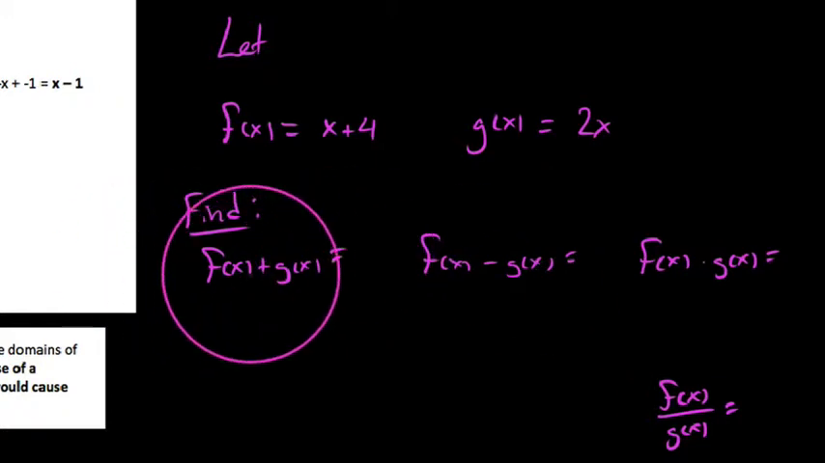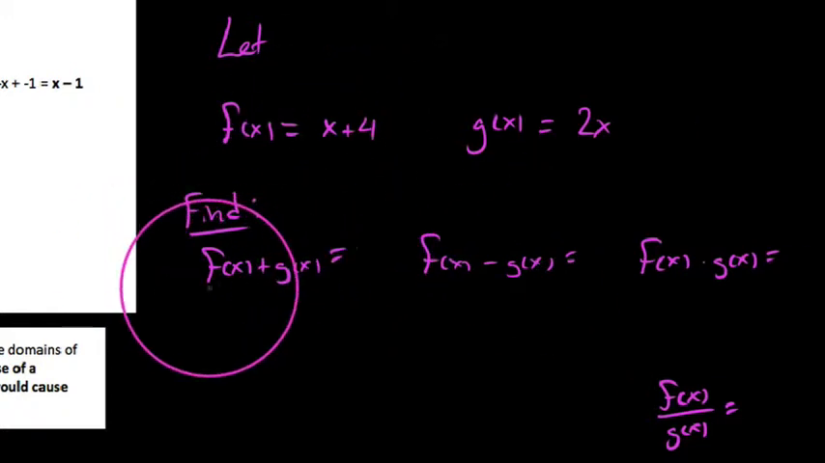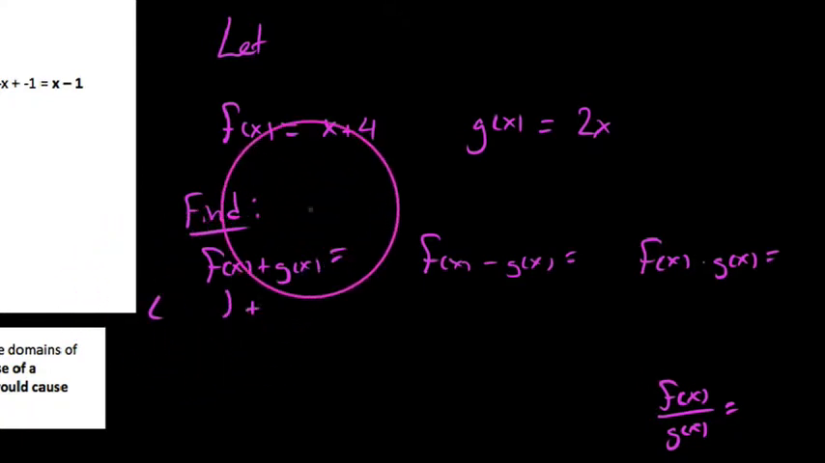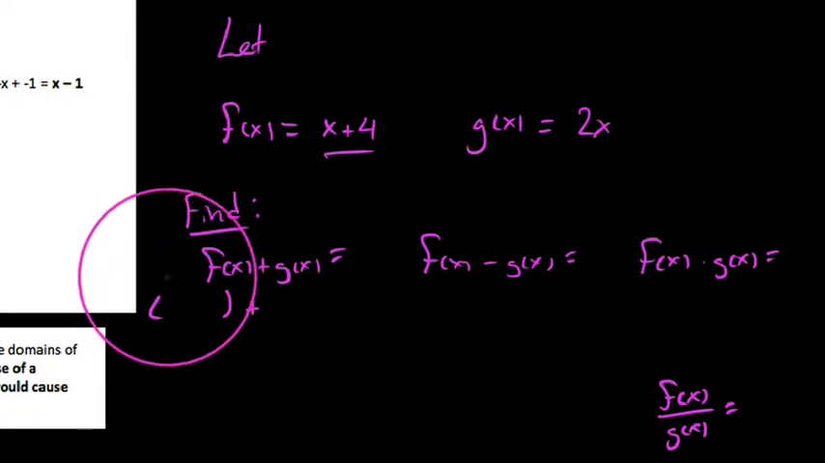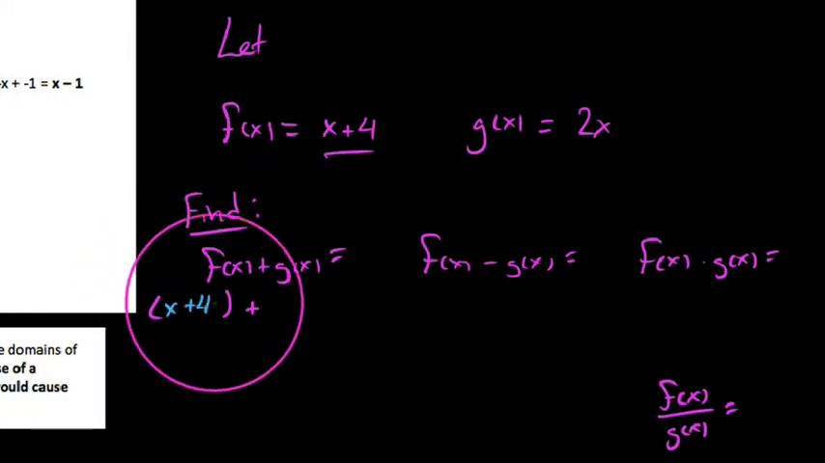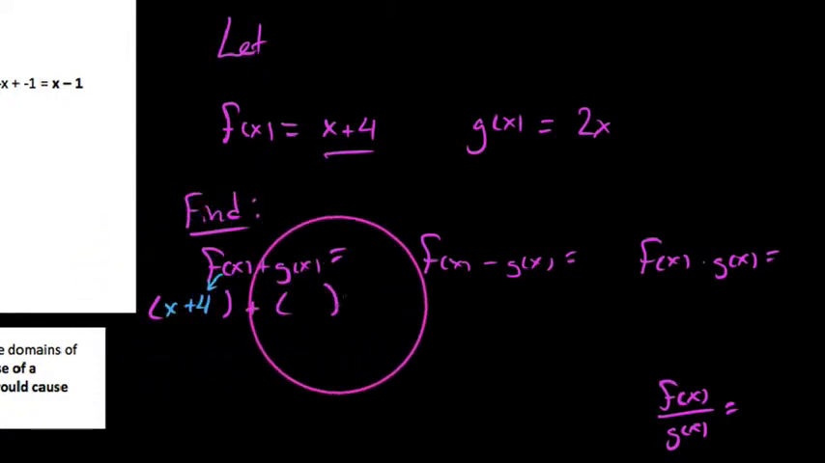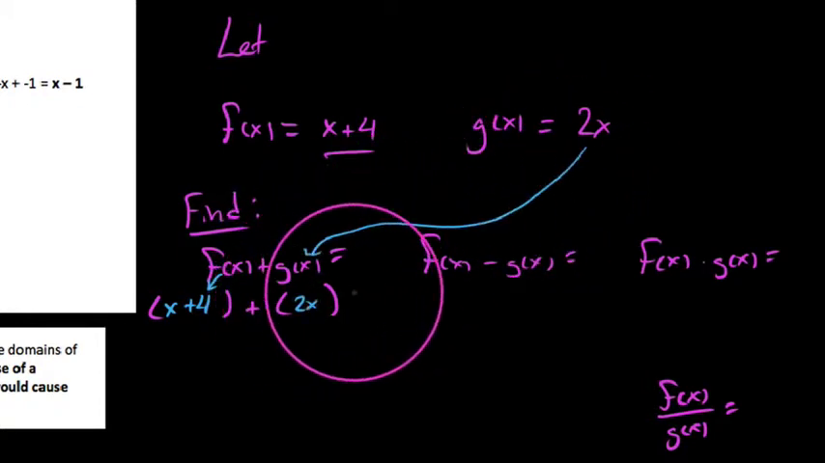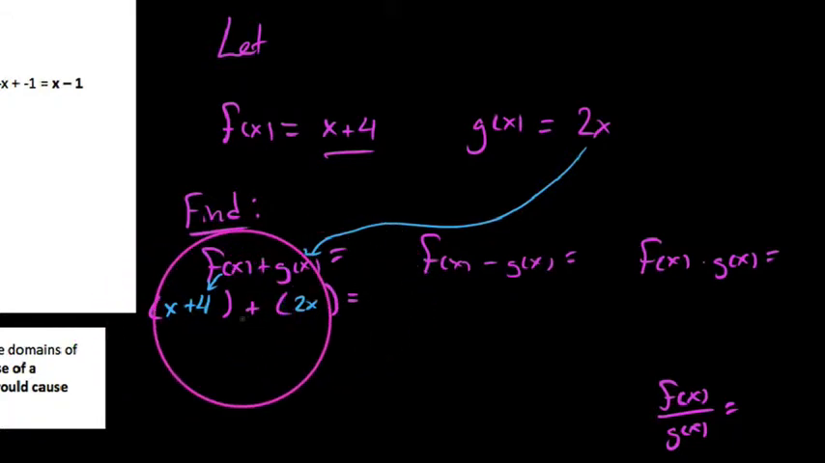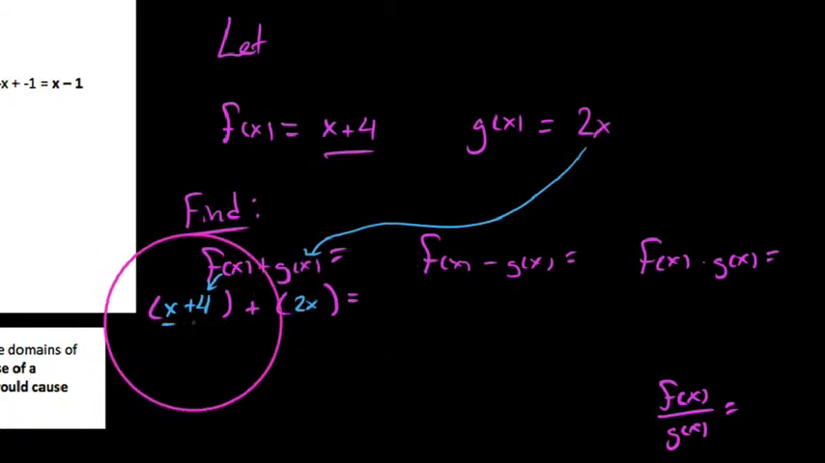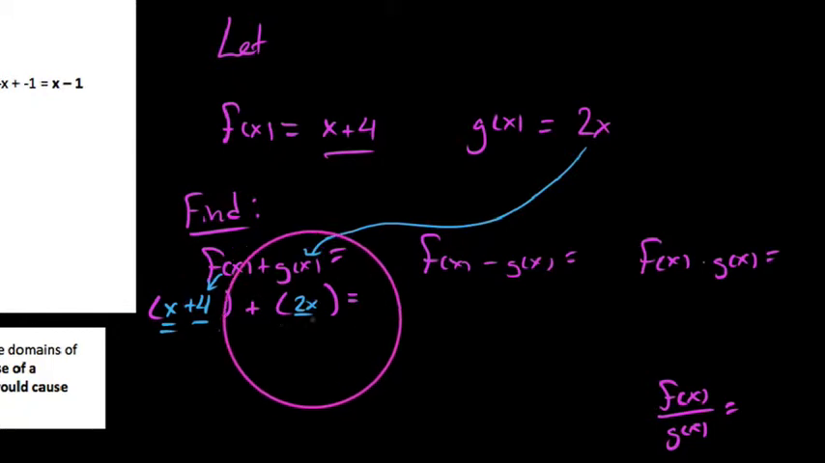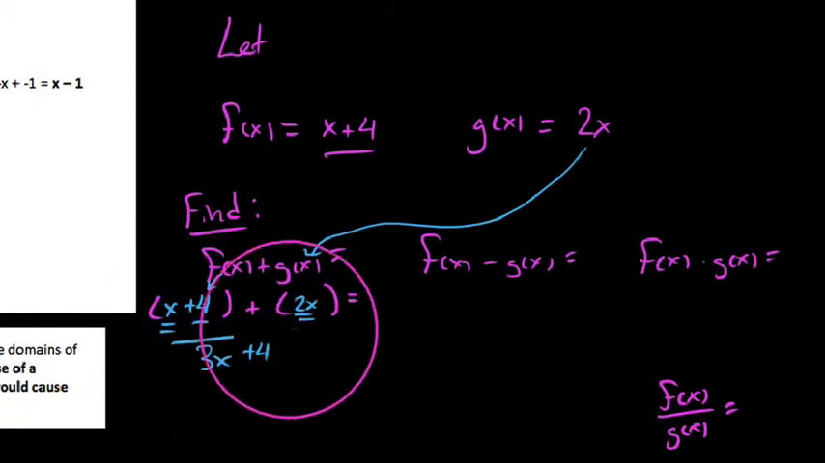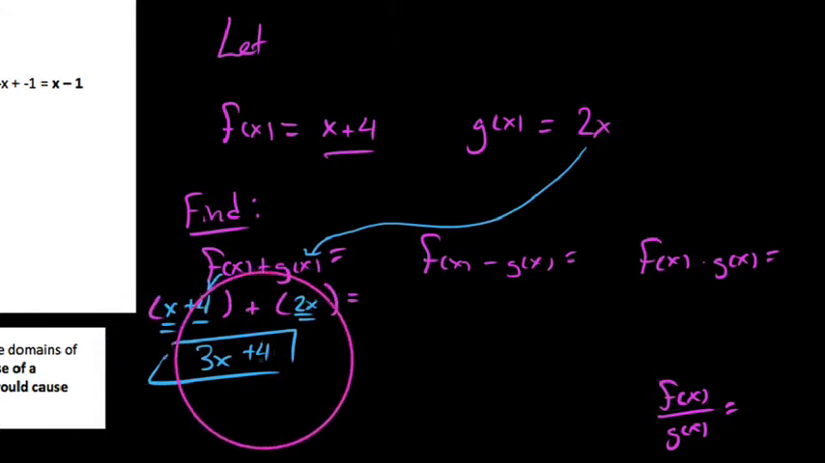When somebody says, here are a couple of functions, and I want you to find f of x plus g of x, what we're really saying is substitute the rule for f of x in for f of x. So x plus 4 is our f of x here, plus, in parentheses, we substitute the rule for g of x, which is 2x. What do I get? This becomes just combining like terms. My x and 2x go together. I get 3x, plus 4. So f of x plus g of x is 3x plus 4.